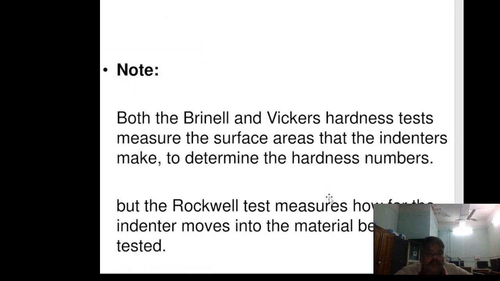Both Brinell and Vickers hardness tests measure the surface area that the indenter makes to determine the hardness number, but the Rockwell test measures how far the indenter moves into the material being tested. So Brinell and Vickers measure the surface area and Rockwell measures the depth.